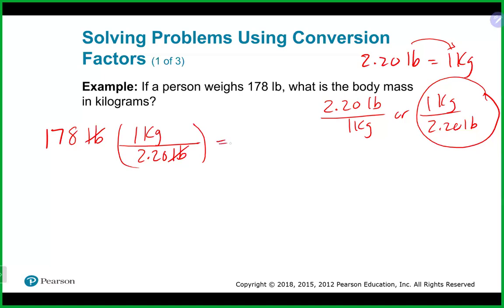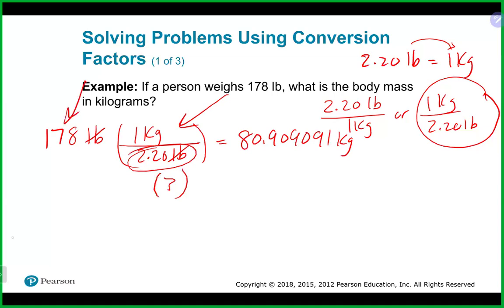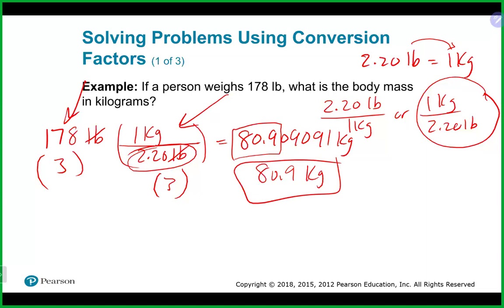This is going to give me 80.909091 kilograms. Now, in terms of significant figures, do I need to worry about this one? That is correct. This one has 3. Do I need to worry about this number? Yes, this one has 3. And that means the answer should have 3, and the next number is a 0, so that's 80.9 kilograms. Any questions on that one there?